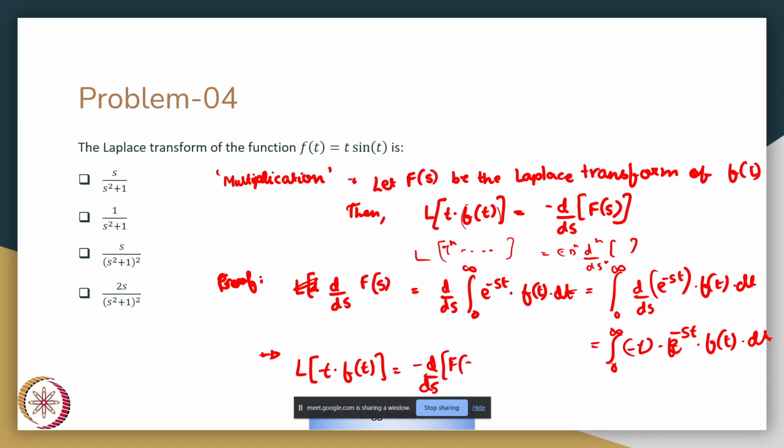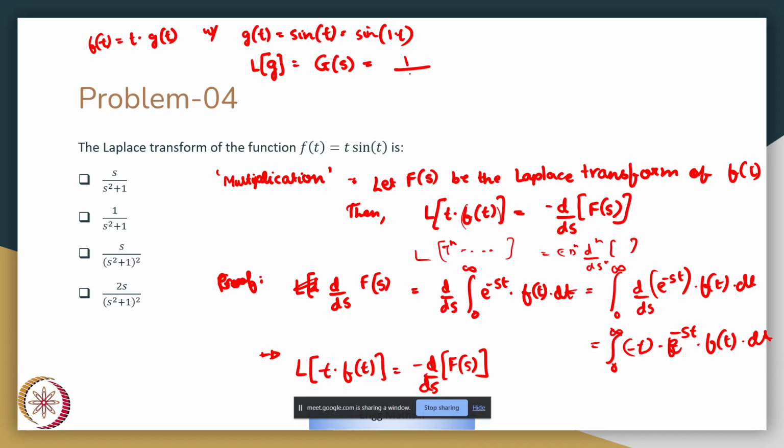F of s. For our case, we are given that f of t is equal to t times g of t, with g of t equaling sine t, which is nothing but sine of 1 into t. So my Laplace transform of g of t would essentially be capital G of s, which is 1 upon s square plus 1 square, which is 1 by s square plus 1.